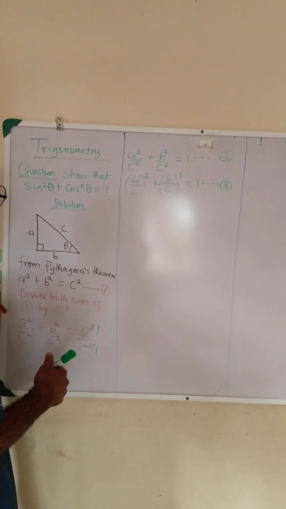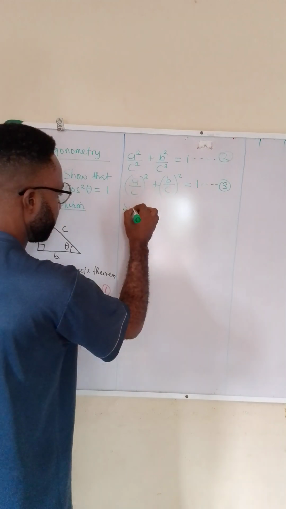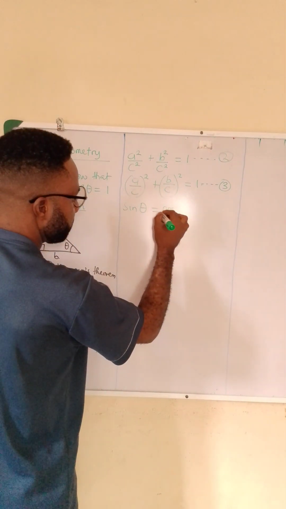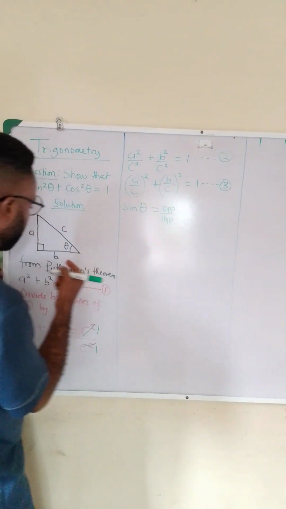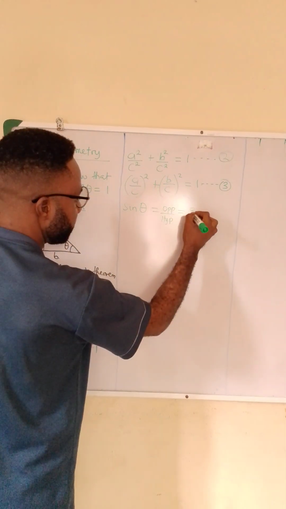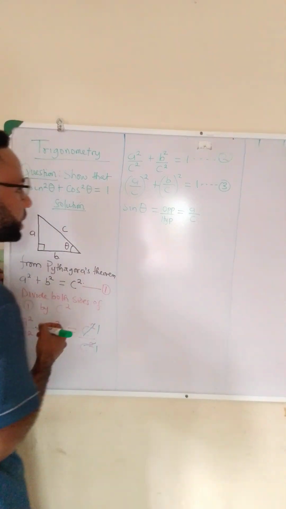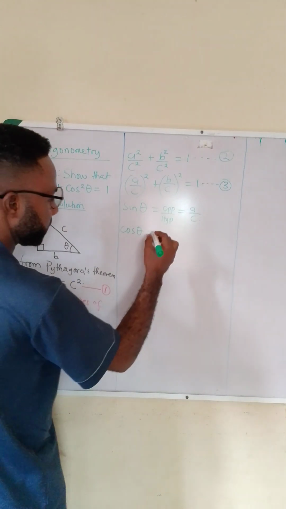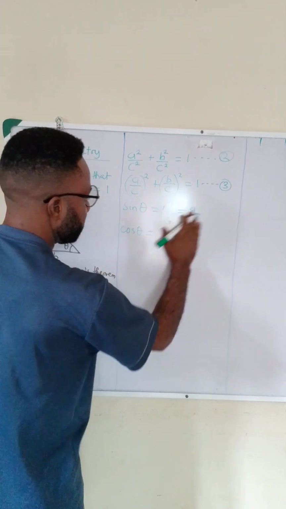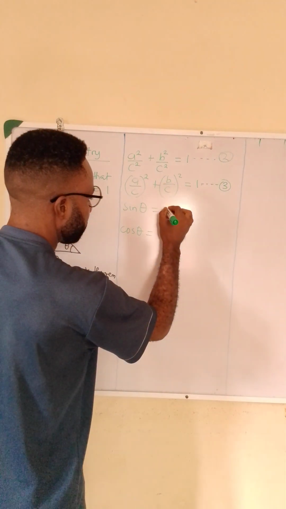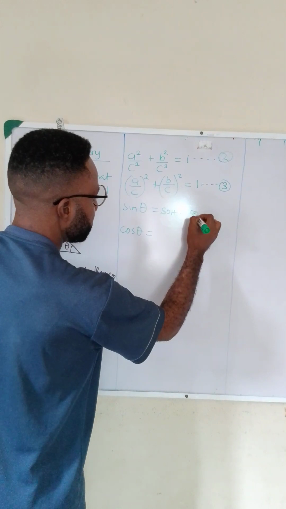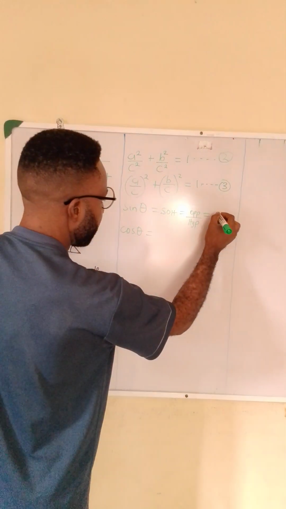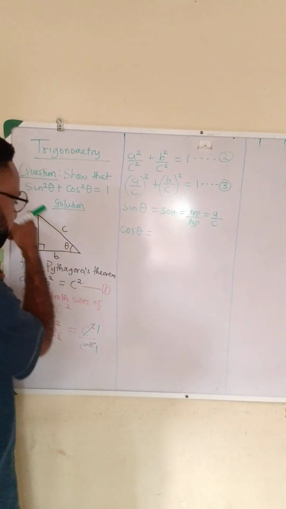From here we can now say, sine theta is opposite over hypotenuse, which is equal to, opposite is A, hypotenuse is C, so we have A over C. That is our sine theta, because this angle is facing A. A over C, where C is the hypotenuse, being the longest side.